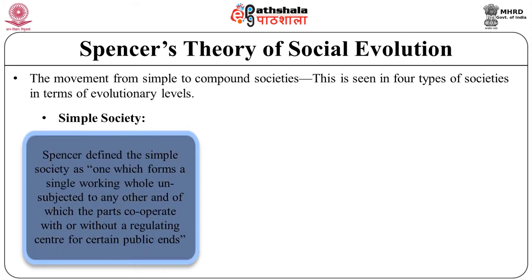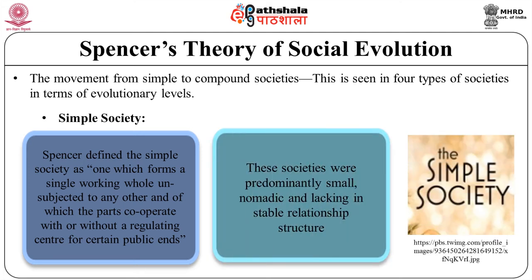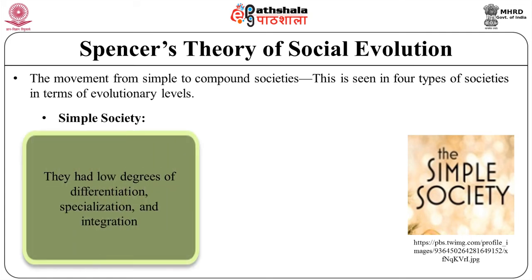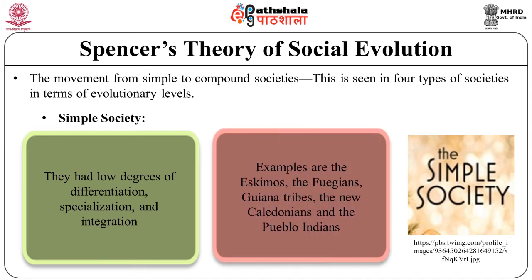Spencer defined the simple society as one which forms a single working whole, unsubjected to any other, and of which the parts cooperate with or without a regulating center for certain public ends. These societies were predominantly small, nomadic, and lacking in stable relationship structure. They had low degrees of differentiation, specialization, and integration. Examples are Eskimos, the Fijians, Guinea tribes, the New Caledonians, and the Pueblo Indians.